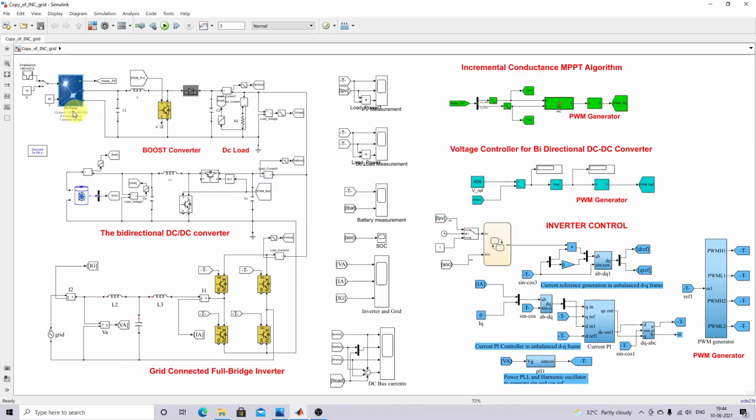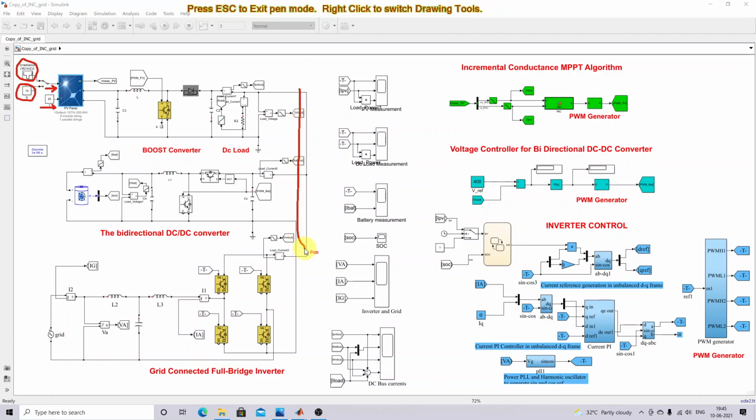So the solar panel receives two inputs. So one is temperature, another one is radiation. So we have created two scenarios. So one is for a static irradiation condition, another one is a dynamic irradiation condition. So you can use both conditions in this system. Okay. So the solar PV is connected with the DC bus. So this is going to act as a DC bus. Okay.